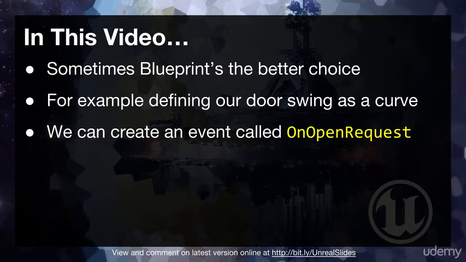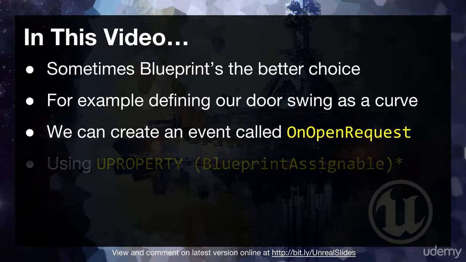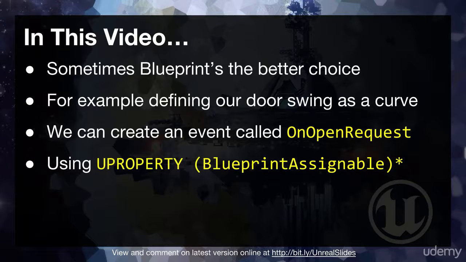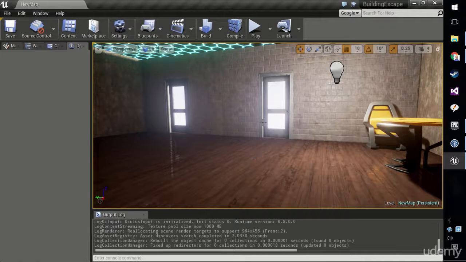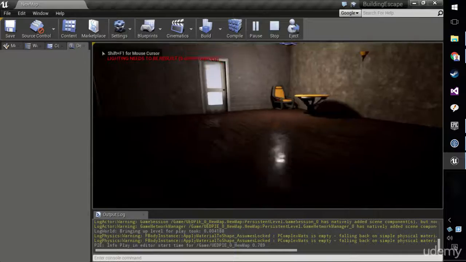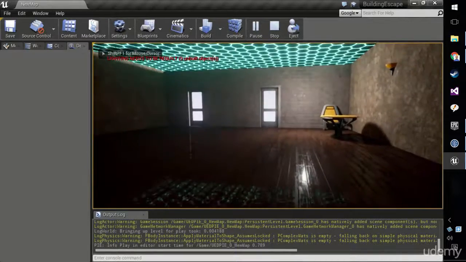So we can create an event called onOpenRequest, and we can declare it as blueprint assignable uProperty, but only according to these documentations, but only if we do some cool things. So let's dive in and see how it's done. Now with our nicely protected code in hand, it's time to do something pretty cool.